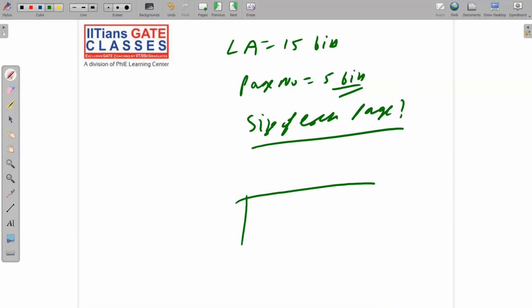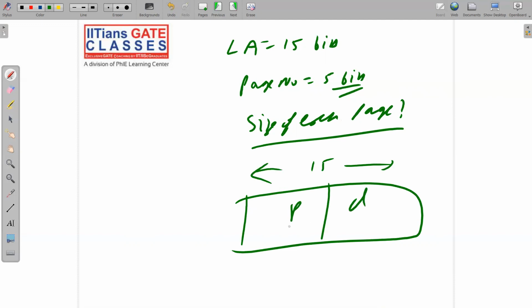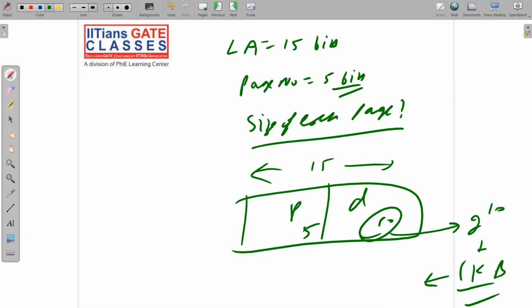Logical address is 15 bits. So this is total 15, P and D. The page number is 5 bits, so a total of 10 bits are for the page offset. And they are just asking the size of each page. So the size of each page will be 2 power 10, that is 1 kilobyte, or you can say 1024 bytes. Very simple. I think you have got it.